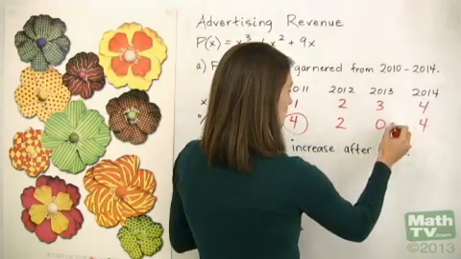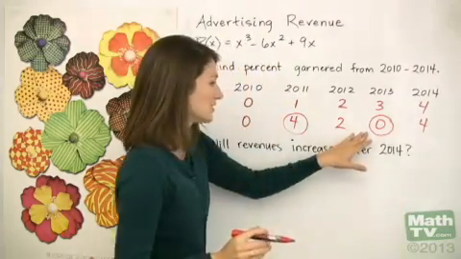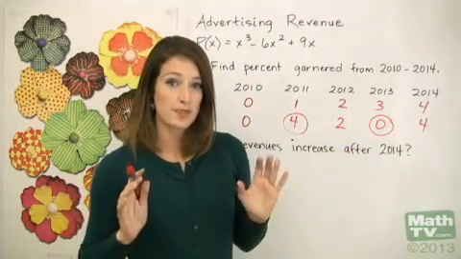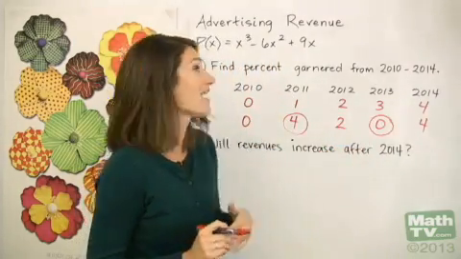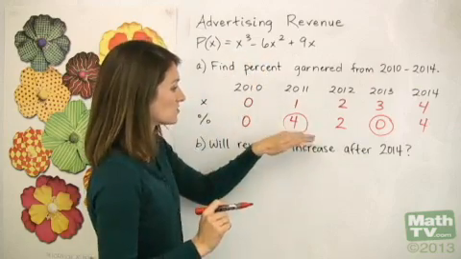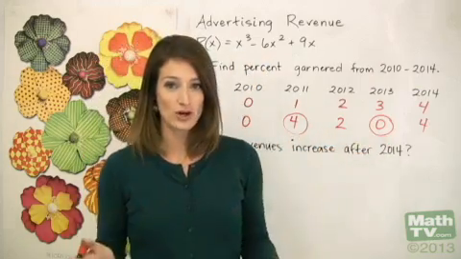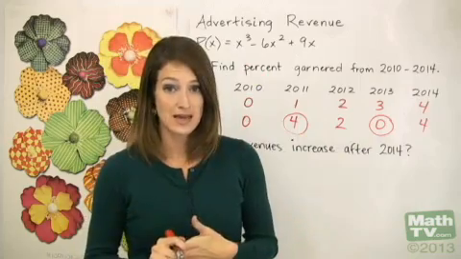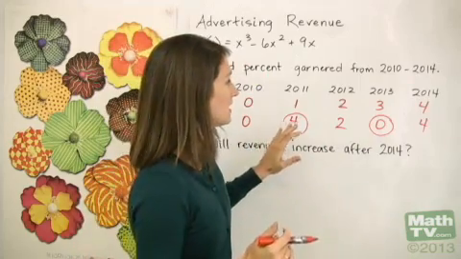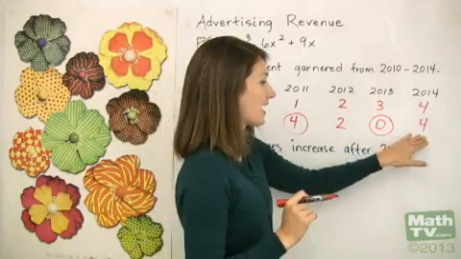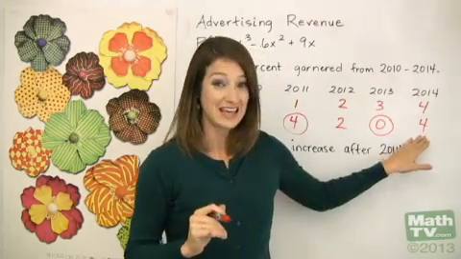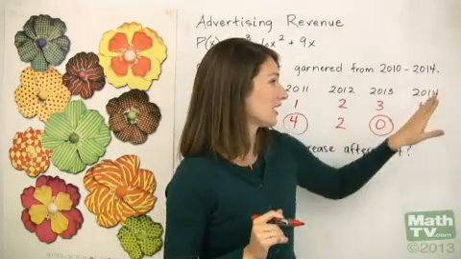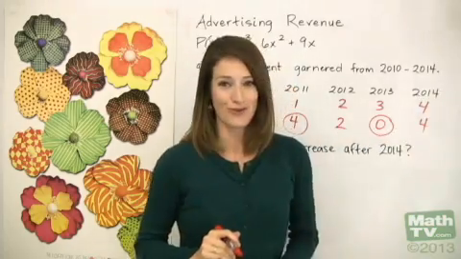So we have another turning point here, which means, as I said earlier, the most turning points that we have for this function is 2. Since we've already found 2 of our turning points, there aren't going to be any more, which means that the company can safely predict that revenues will likely increase and continue to increase past 2014.